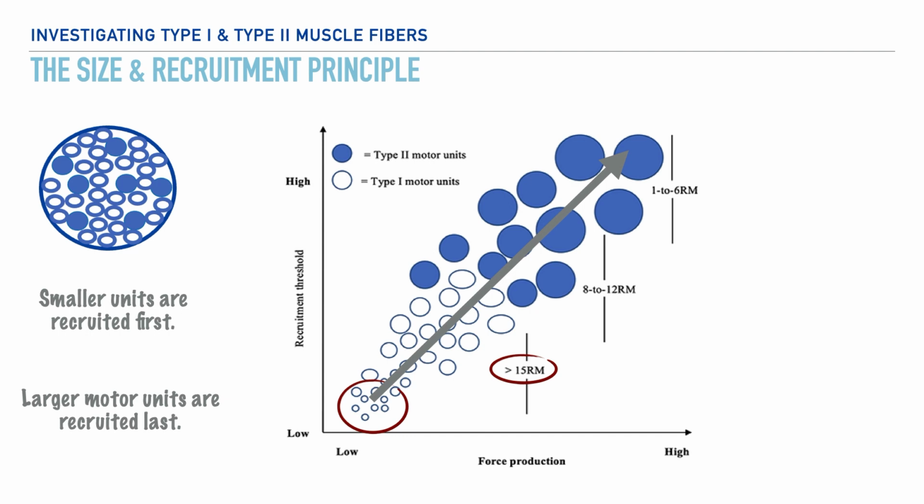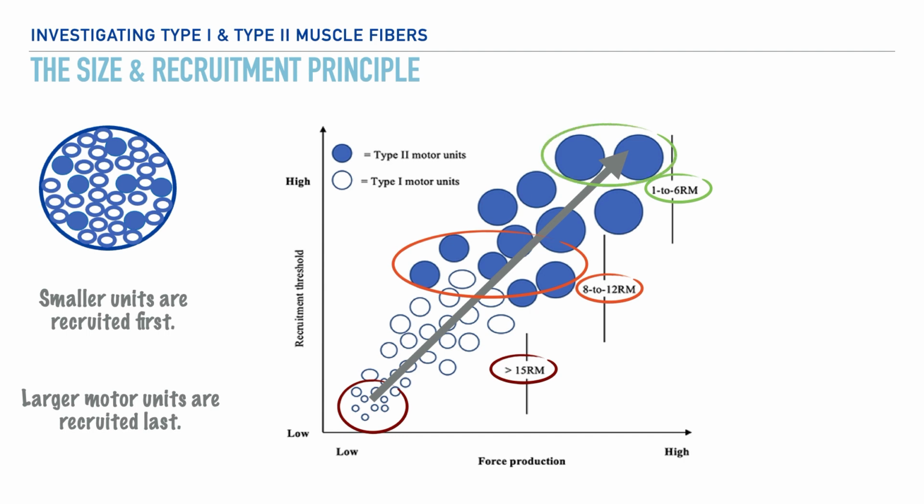But as the load or force increases, let's say to a moderate weight at between an 8 to 12 rep max, those type 2 muscle fibers are now being recruited. And we can safely say here that these would be the type 2A muscle fibers that are recruited first. And as the weight continues to increase, let's say to a 1 to 6 rep max, we'll then begin to recruit type 2B muscle fibers.